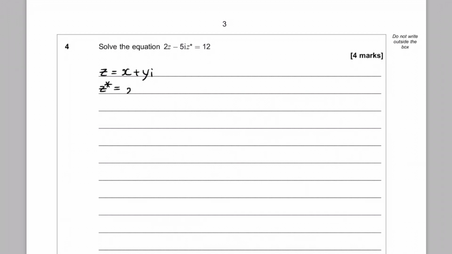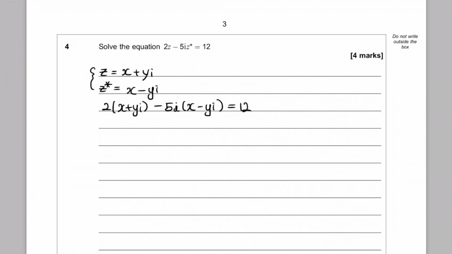It should be x minus yi. So the sign of the imaginary part just changed for your conjugate. Now we're just going to substitute our z and z conjugate into the given equation. It's 2 times (x plus yi) minus 5i. Careful with your sign and the bracket here. (x minus yi). And that should be equal to 12.